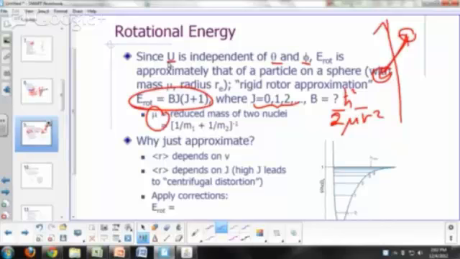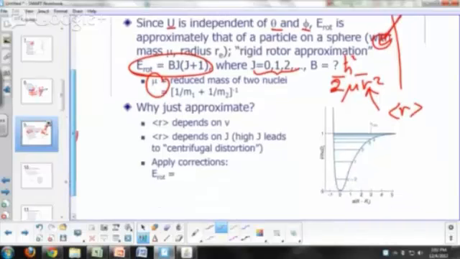But what you actually have here is a vibrating rotor. So what you really have here is just the average r. Okay. It's an approximation. So this is just an approximate formula.